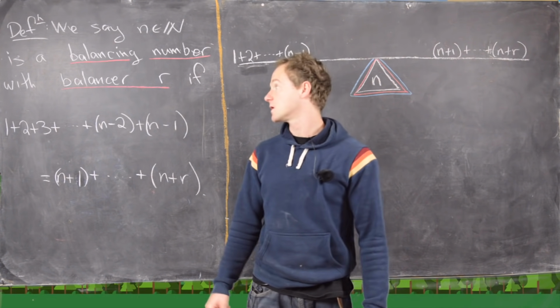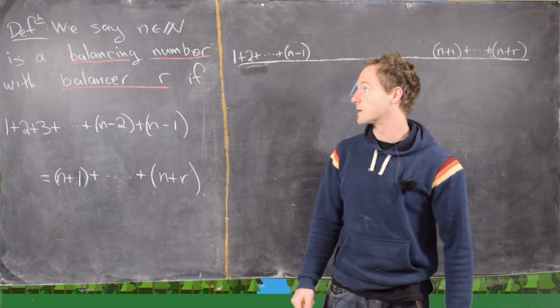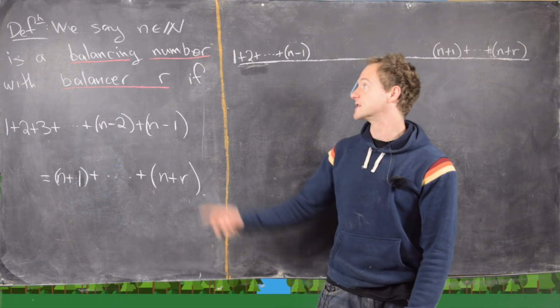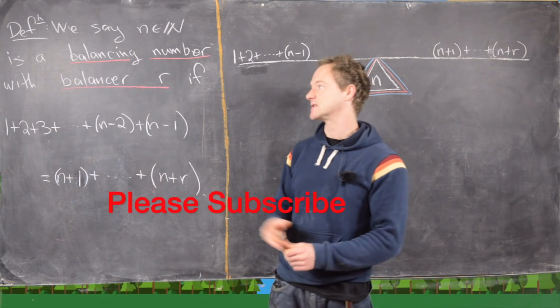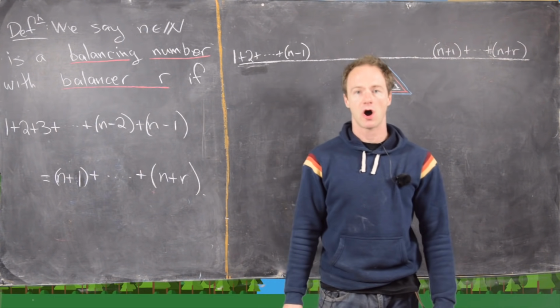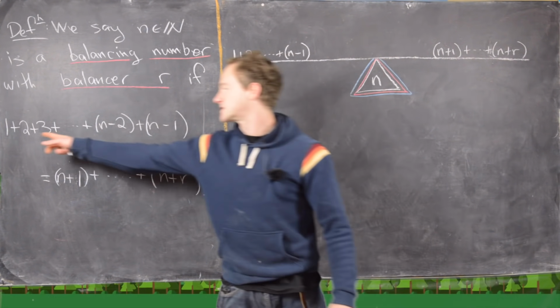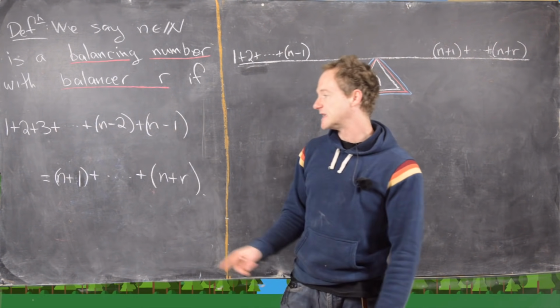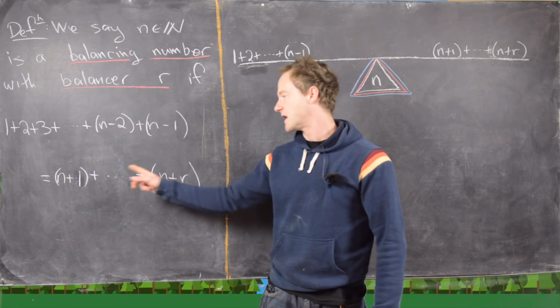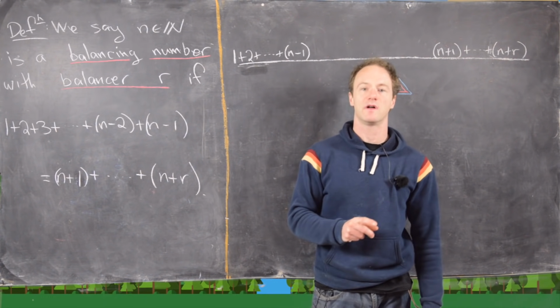Okay, in this video we're going to look at the notion of a balancing number. So the definition goes like this. We say n, which is a natural number, is called a balancing number with a balancer of r if the sum 1 plus 2 plus 3 all the way up to n minus 1 is equal to the sum n plus 1, n plus 2 all the way to n plus r.